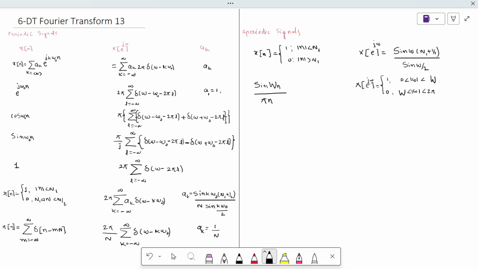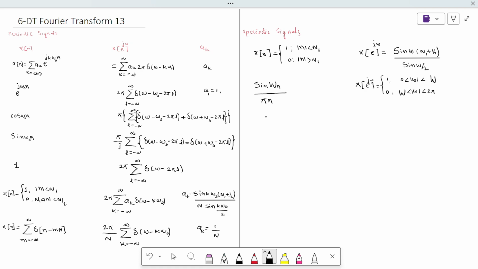So this we have done in the continuous time. Actually, I didn't explain this formula. You can get this formula from the inverse discrete time Fourier transform. Once check this formula.